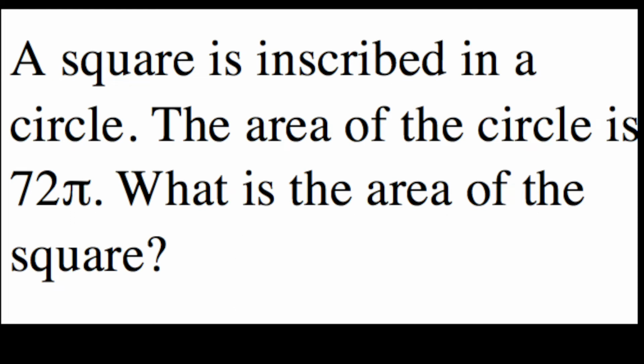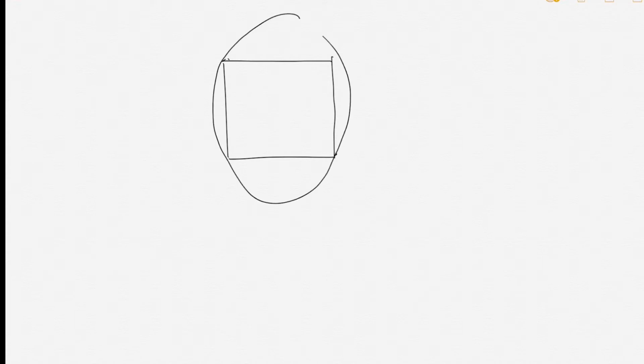All right, welcome back. Hopefully you tried it on your own. Let's now do it together. A square is inscribed in a circle. Let's draw out the square first. Okay, so there's our square. Now let's draw our circle. Forgive me, my drawing is not that great. So there we go. We got our square, we got our circle. I know it looks funny. Funny looking circle, right?